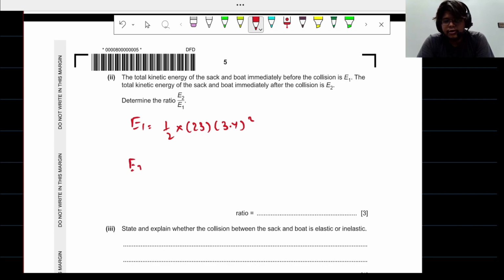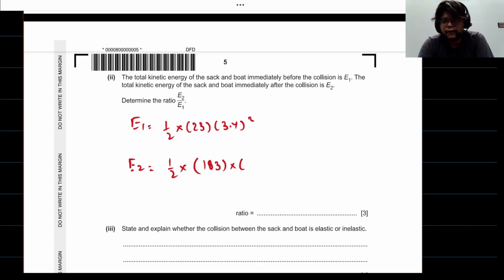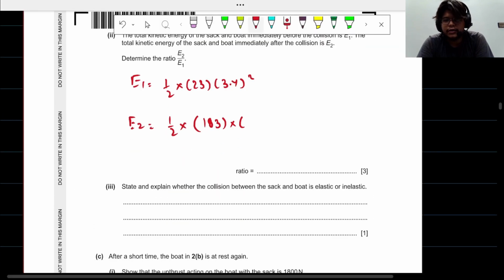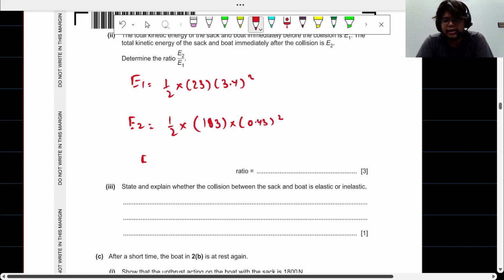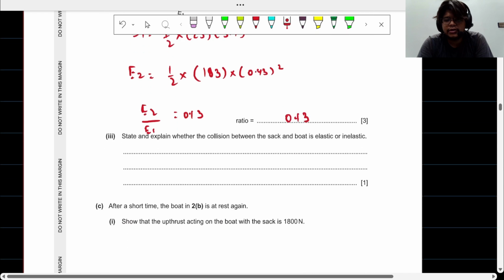In E2, they are now attached, so the total mass is 183 and the speed is 0.43. So E2 equals half times 183 times 0.43 squared. You just need to divide to get the ratio. If I divide E2 by E1, the answer I get is 0.13. So the ratio is 0.13.